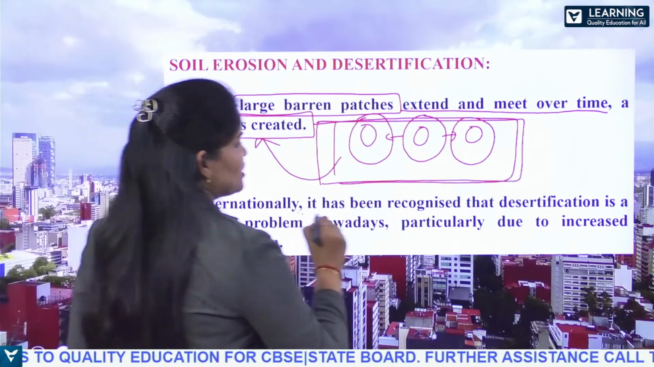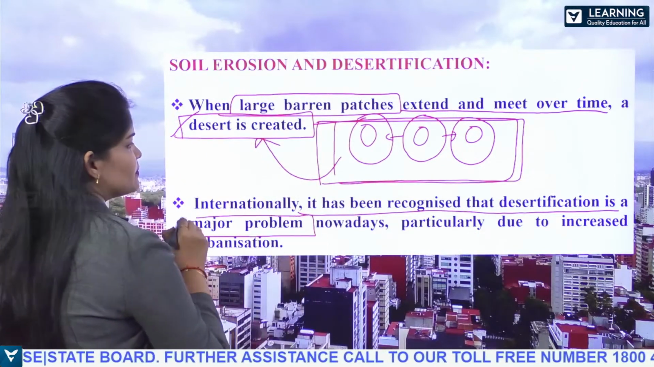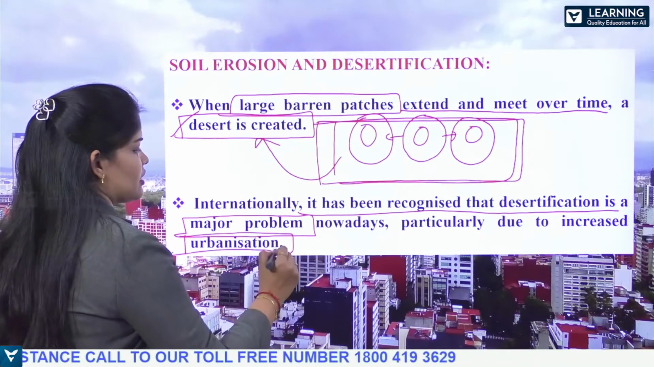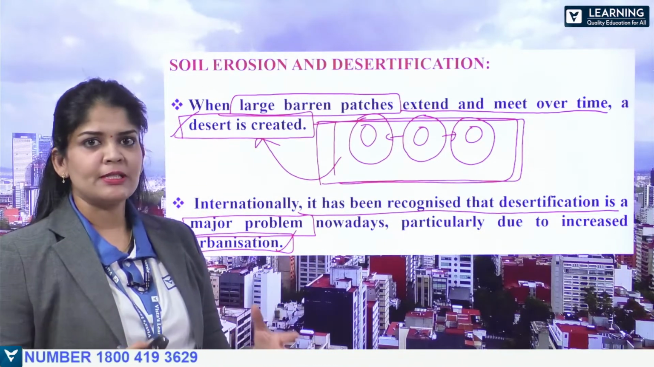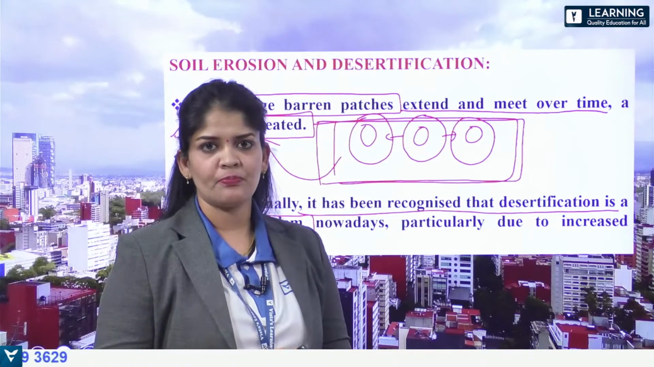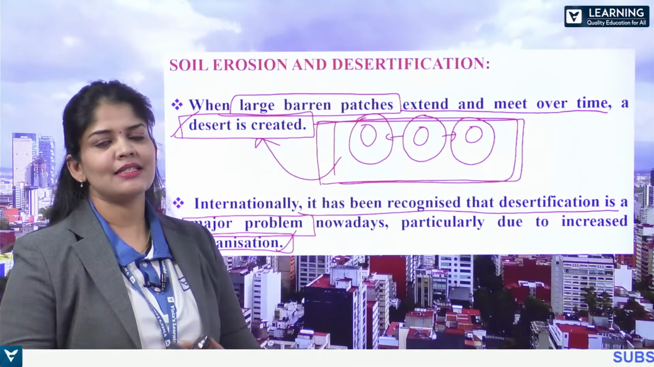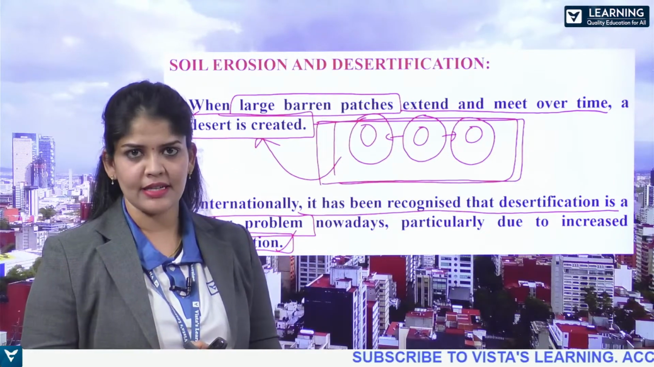Internationally, it has been recognized that desertification is a major problem nowadays, particularly due to increased urbanization. Lots and lots of apartments, tall buildings, right? The more the urbanization, the less land is available for plants or agricultural lands, right?